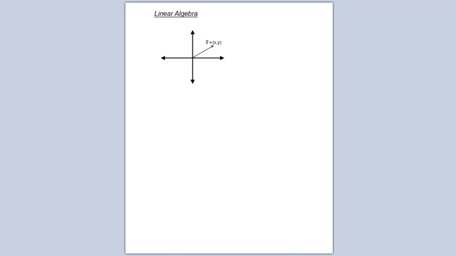Here I'll show you some properties of vectors that you can find using dot products, as we defined in the last video. First, let's look at a vector in the xy plane.